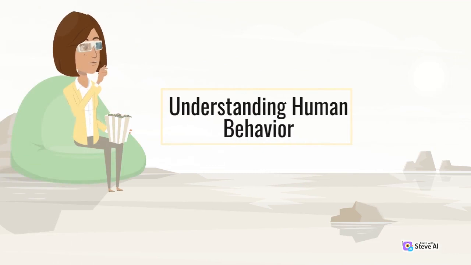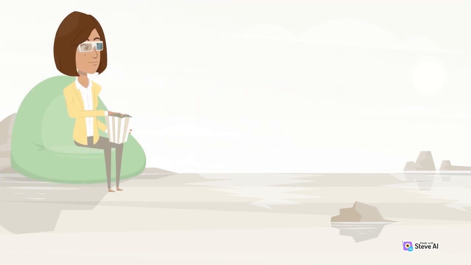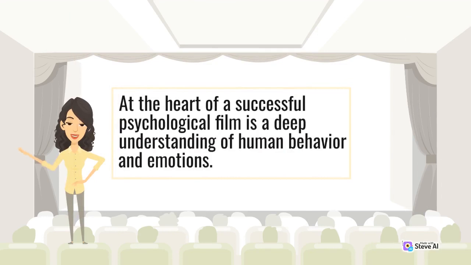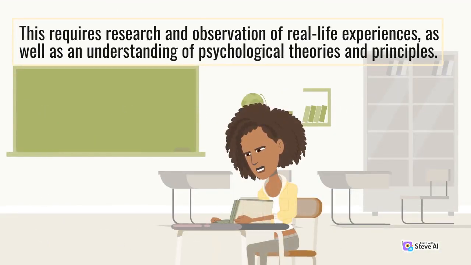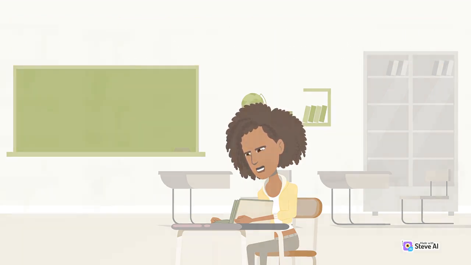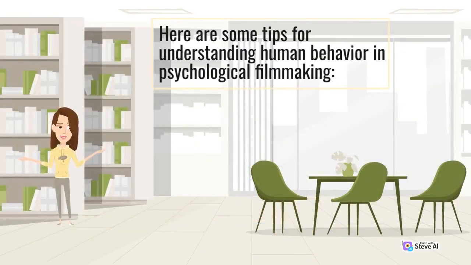Understanding human behavior. At the heart of a successful psychological film is a deep understanding of human behavior and emotions. This requires research and observation of real-life experiences, as well as an understanding of psychological theories and principles. Here are some tips for understanding human behavior in psychological filmmaking.